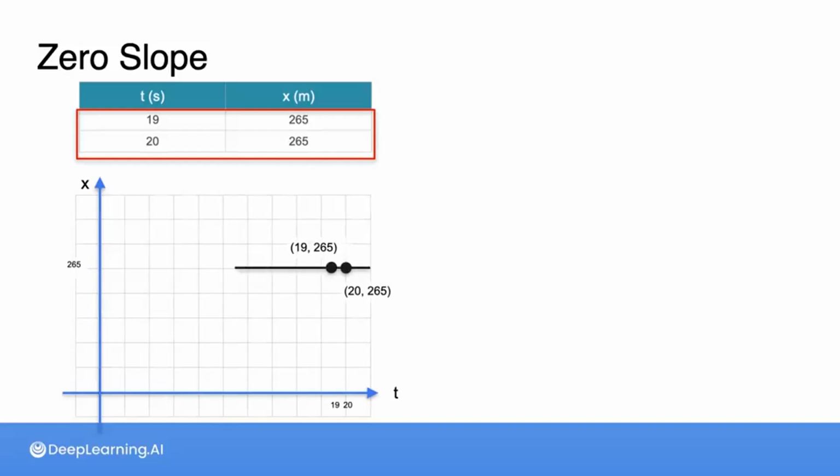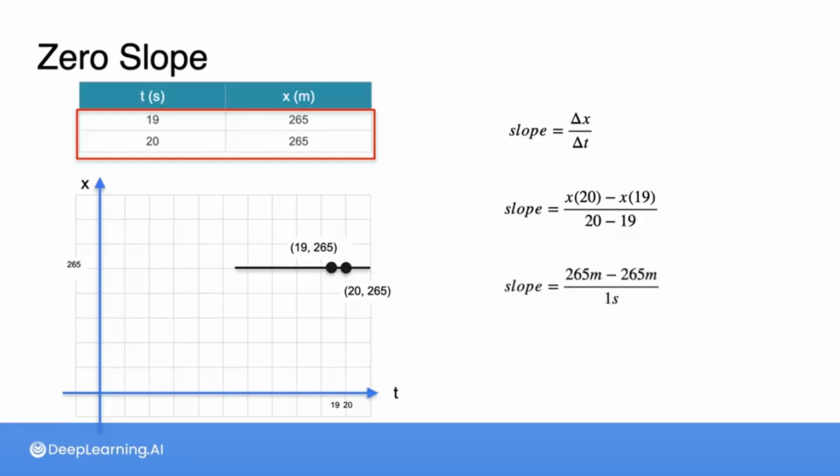So this is how the interval between 19 and 20 looks. The line between these points is a horizontal line, and a horizontal line has a slope of 0. Here's the calculation. The slope is the change in x over the change in t. And the change in x is the distance at 20 minus the distance at 19, and that is 265 minus 265. Now the change in t is 1 second. So the slope is 0 over 1 because there is no rise in distance. Distance doesn't change. Therefore, the slope is 0 meters per second.